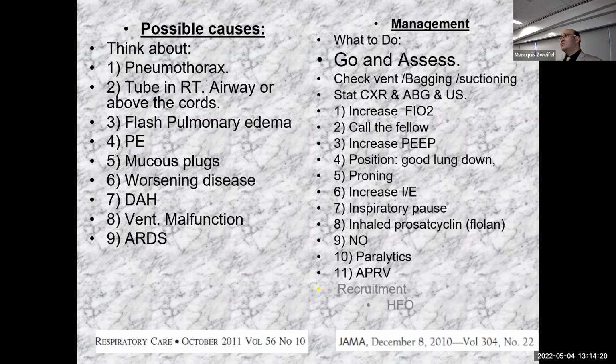Although in the 2021 guidelines for the patient with COVID ARDS, they recommend recruitment for these patients. Although data showed that recruitment may worsen that. But if you have nothing to do and your patient is dying, you can try the recruitment, but we don't do it. High frequency oscillator, we don't use anymore. And then the last thing is ECMO.